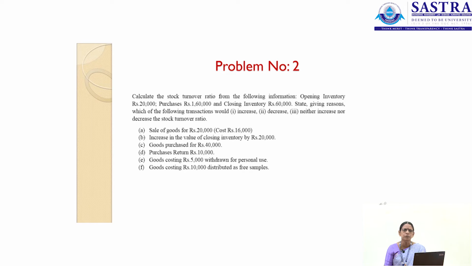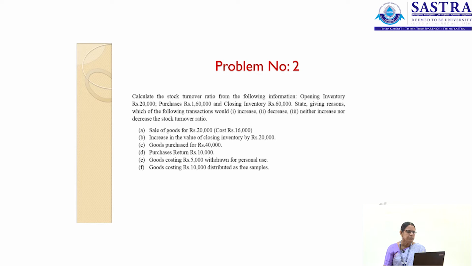What is your cost of goods sold? It can be net sales minus your gross profit. Otherwise, purchases plus your opening stock minus your closing stock. So either way you can calculate your cost of goods sold. So from the information given in the problem, we have to first calculate your stock turnover ratio and then find out what is the impact over the stock turnover ratio in the following cases.